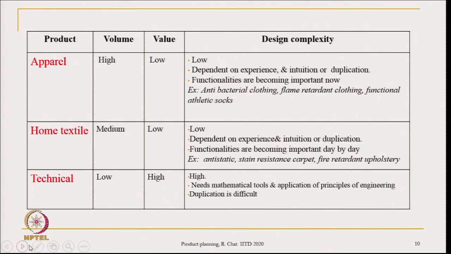That is why we say the volume of production is extremely high. Most of the fibers that we produce, both synthetic and natural, most of it goes into making apparels. So volume is very high, the value is low, cost wise they are low. And design complexity wise, design complexity is low, they are easy to design.